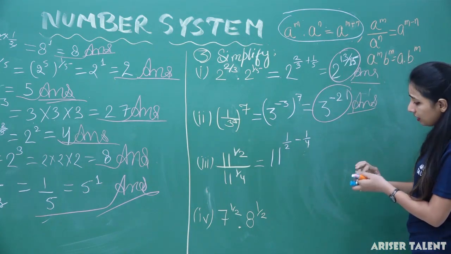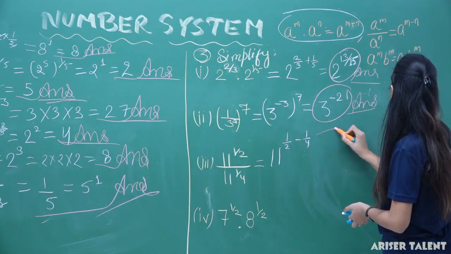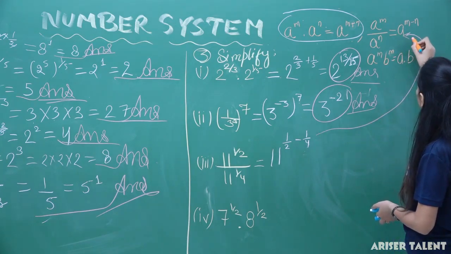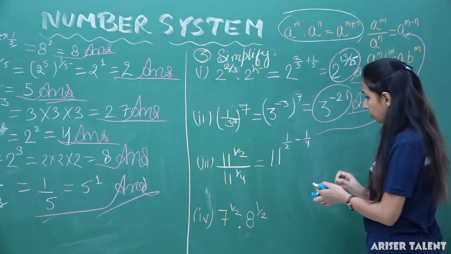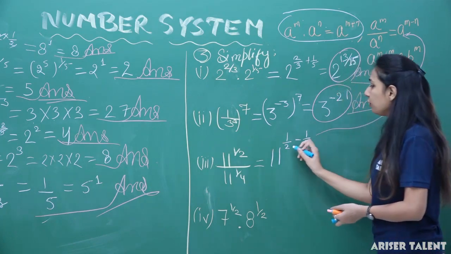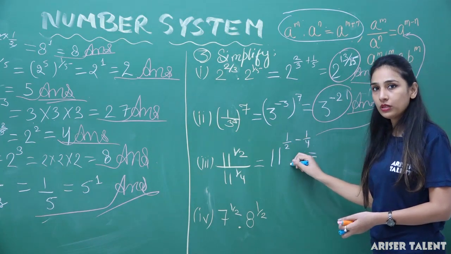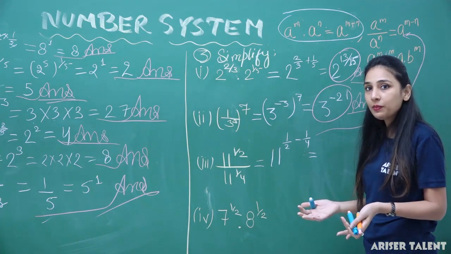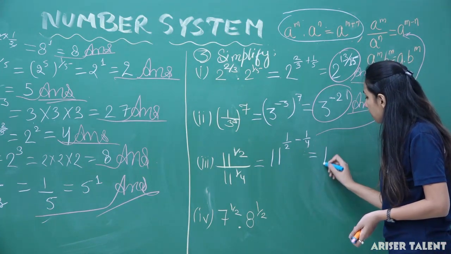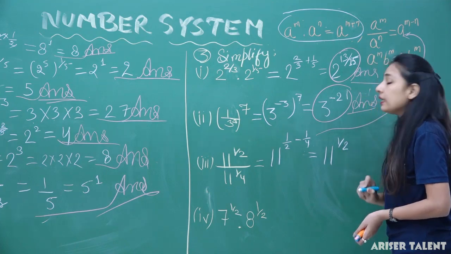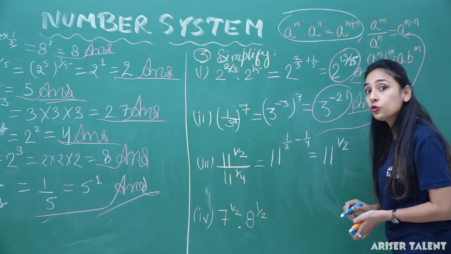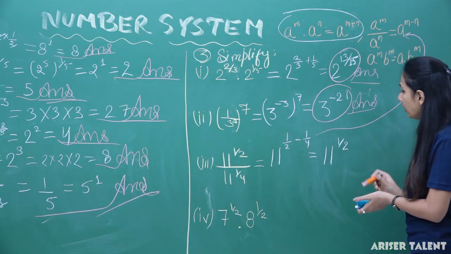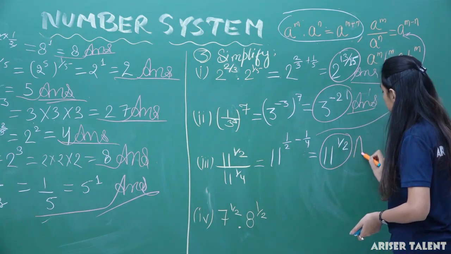By which formula? By this formula. Okay. So now if you subtract 1 by 4 from 1 by 2, 1/4 will be remaining, and you can do the calculation as well. So that will be 11 raised to power 1 by 4. Okay. So that will be your answer.